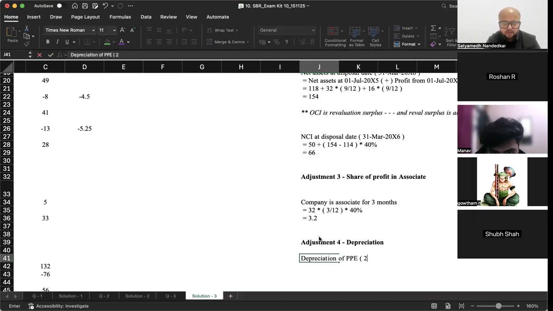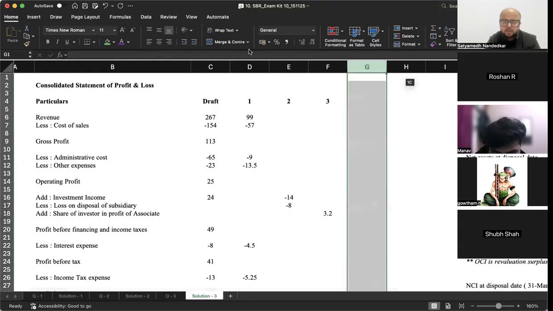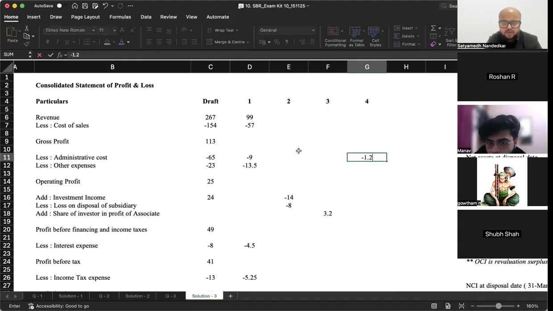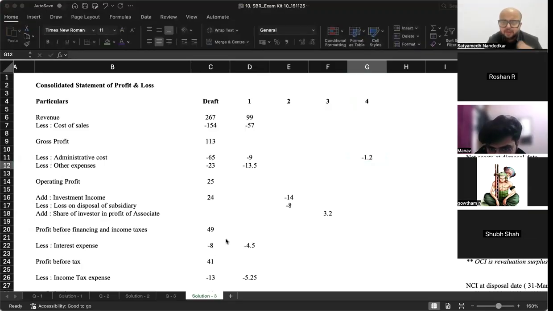डेप्रिसिएशन ऑफ पीपीई, 2 फ्लोर्स. कितना है? 1.2. 90 इंटू 2/10 into 50 divided by 15. है ना. सो 1.2 कहाँ जाएगा? एडजस्टमेंट 4, एडमिनिस्ट्रेटिव एक्सपेंसेस. Yes sir. एडमिन एक्सपेंस minus 1.2. ठीक है. एनीथिंग एल्स दैट इज लेफ्ट?